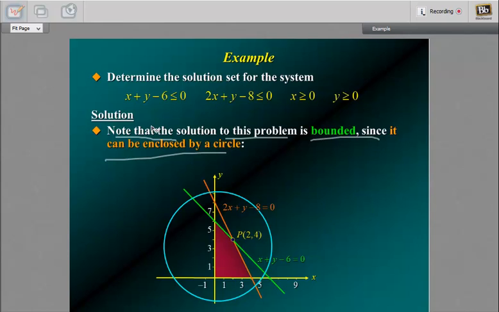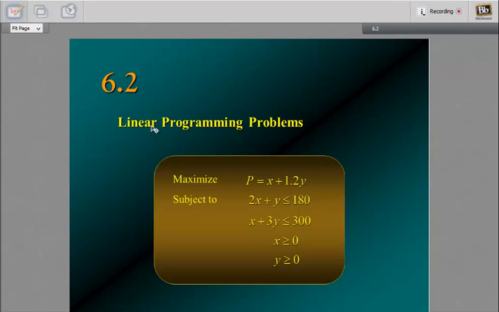So this is called bounded. When a solution is enclosed in a circle, then we say that it is bounded. Otherwise, it is called unbounded. So now let's proceed to the linear programming problem.